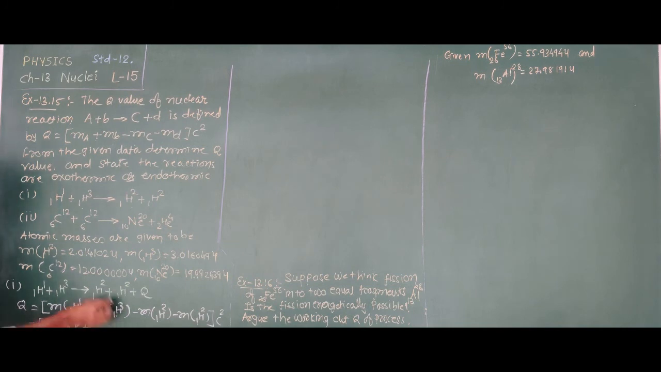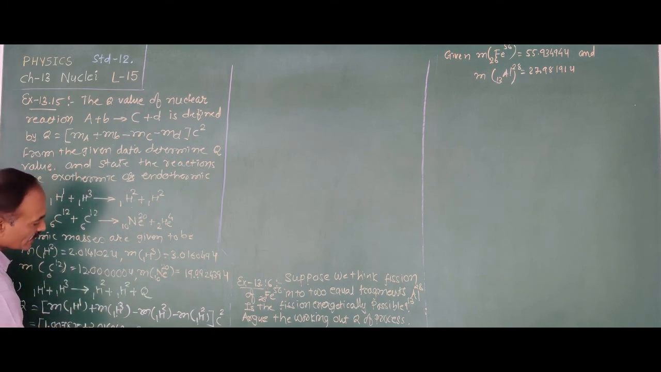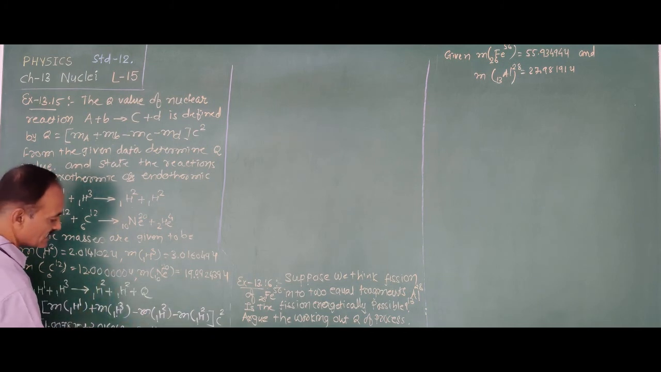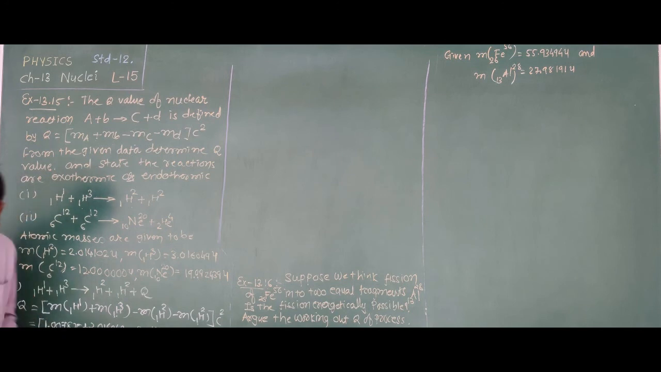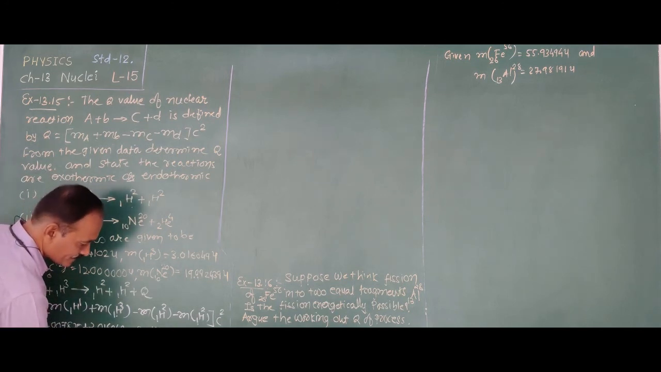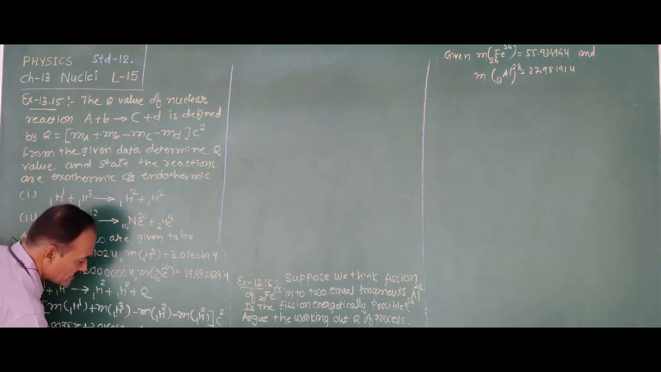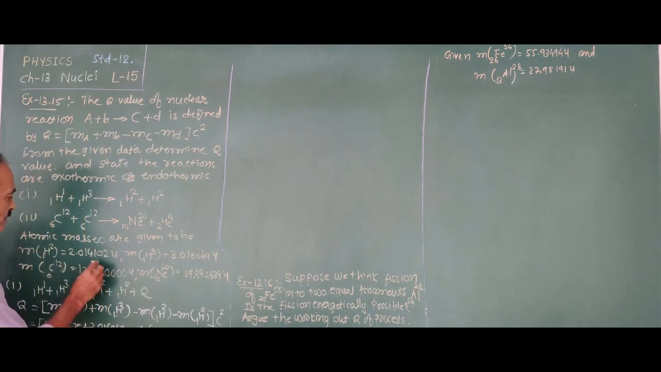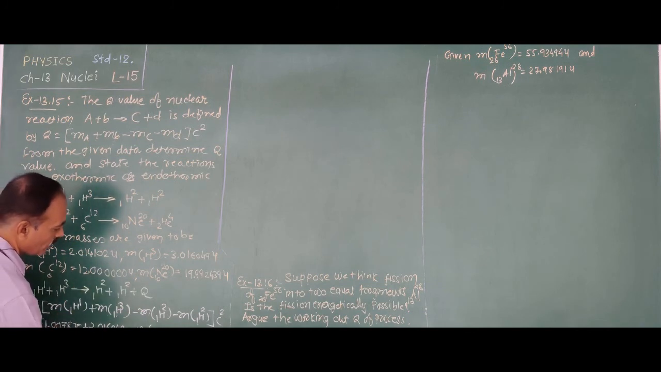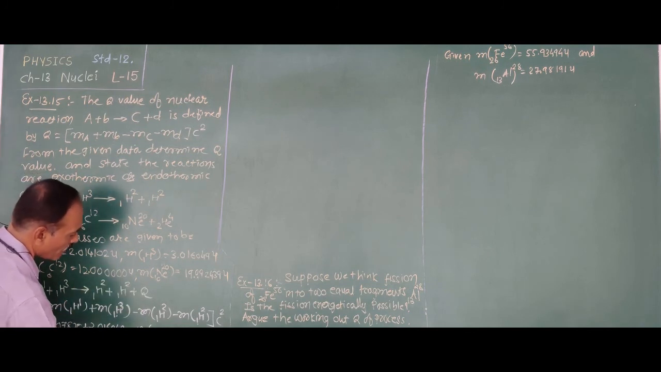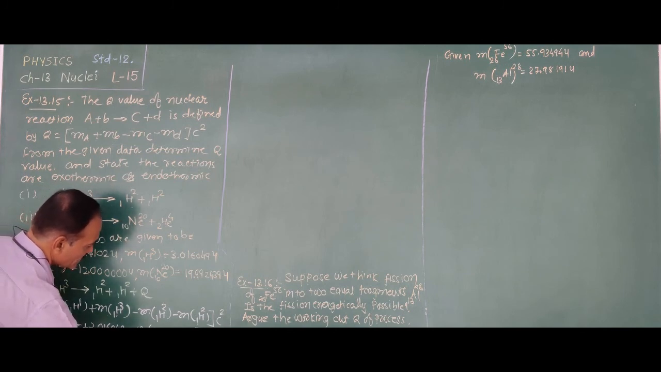Plus mass of 1H3, already given, 3.016049, minus mass of 1H2, 2.014102, minus again the same mass, therefore 2 times I can add directly. Minus 2 times the mass of 1H2. Therefore, minus 2 into bracket 2.014102, that is in atomic mass unit, into c square.